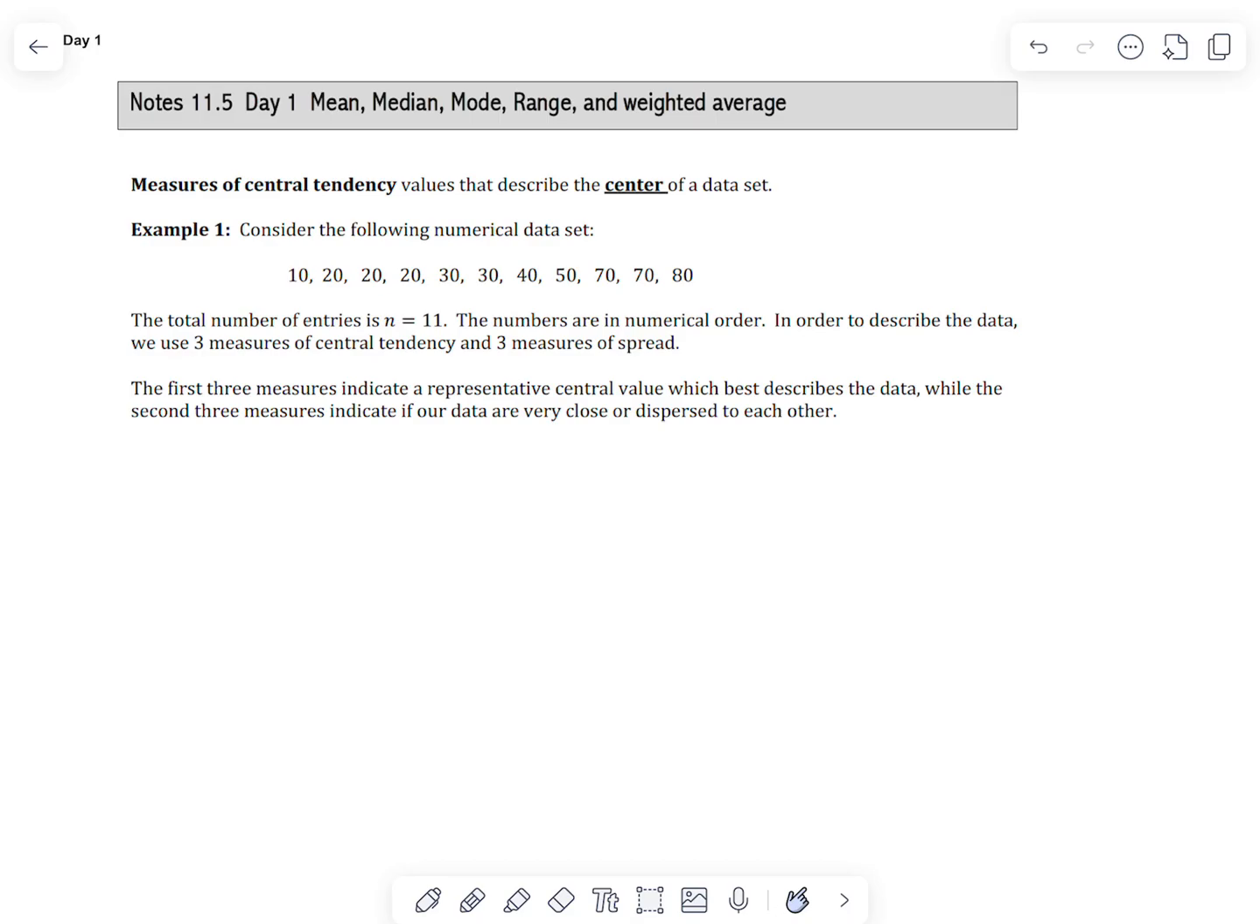All right, this is on mean, median, mode, range. The measures of central tendency are values that describe the center of data. So here's an example. We have a numerical data set.